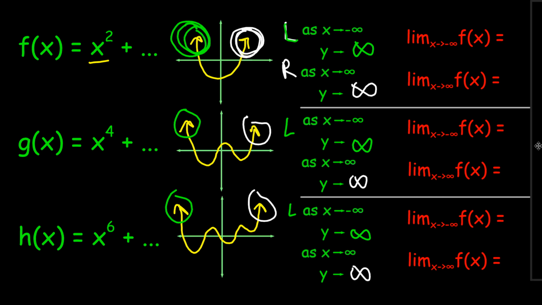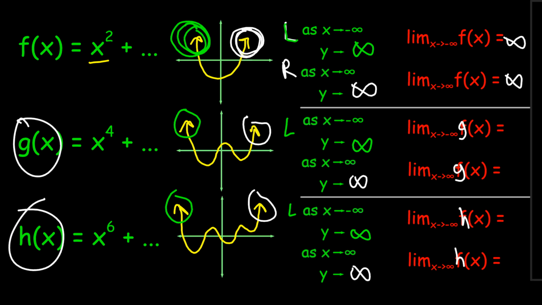Same idea. We're just going to say that it approaches infinity for all of these. And once again, I forgot to change these. So that would be G and H in this case, because that's what I used to define those functions. So whenever you have an even degree polynomial, they're both going to be going up. And so the limit, no matter on the left or the right, is going to be going to infinity.